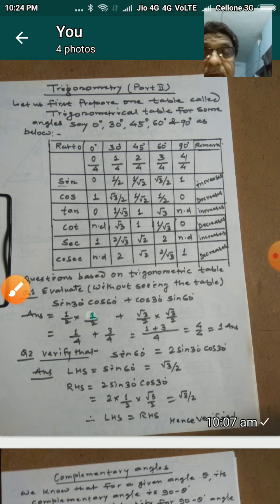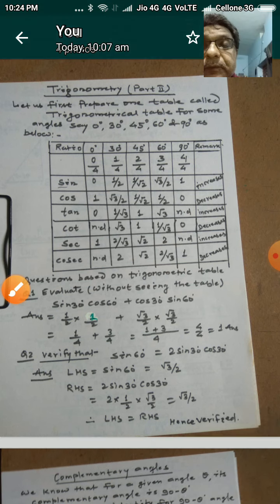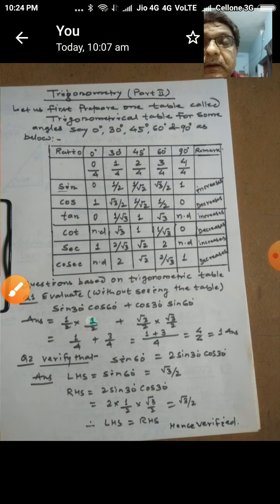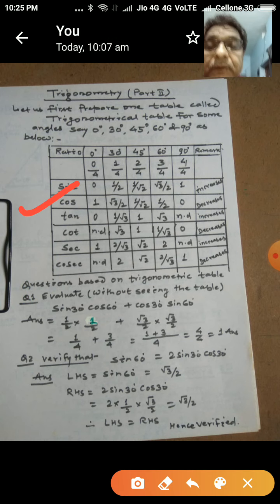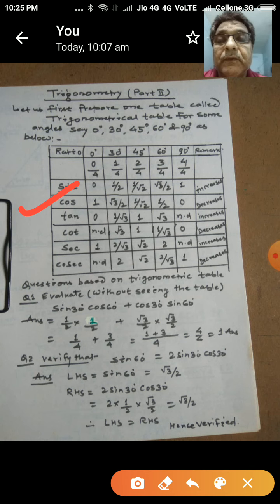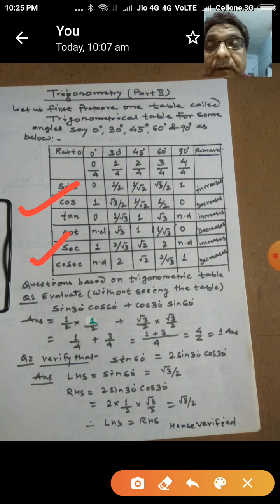So in case of sec ratio, what we will do, we already have the cos values. Now we will reverse the value. We don't reverse the order, I am telling, we reverse the value. Say for cos 0 degree is 1, 1 means 1 by 1, so when it is reversed, it again is 1 by 1, which means 1. Like that it will be clear.